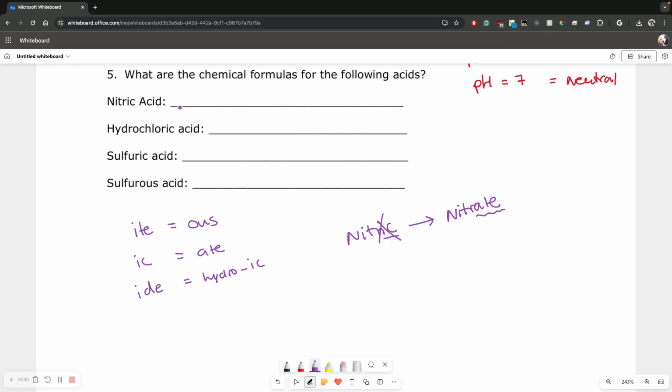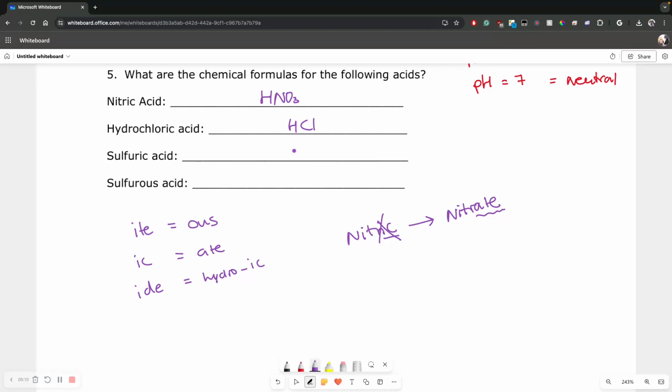The nitrate ion is NO3 minus. And of course nitric acid has NO3 minus, and because it is an acid, you will have the H plus in front. That is your formula. Next up, we have hydrochloric acid. Remember, hydro-IC will be IDE. So chloride is just the Cl minus ion, which gets an H added in front of it, making it HCl, which cancels the charges, because we all know H is 1 plus.